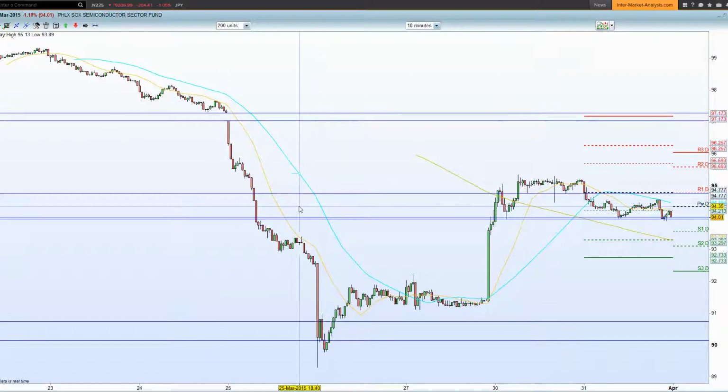Hope I've explained the technical and fundamental reasoning with regards to this market.